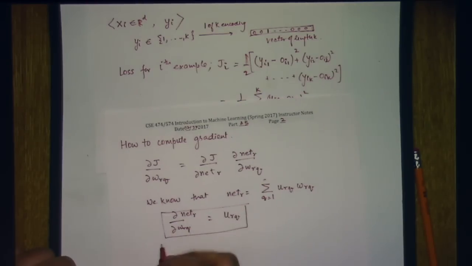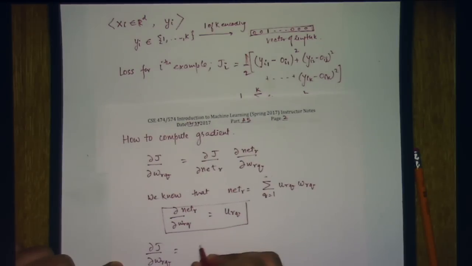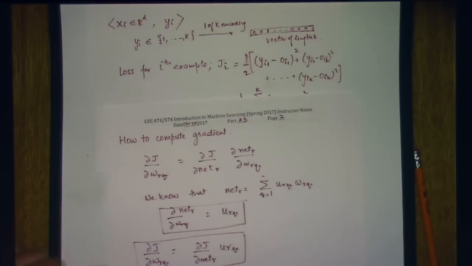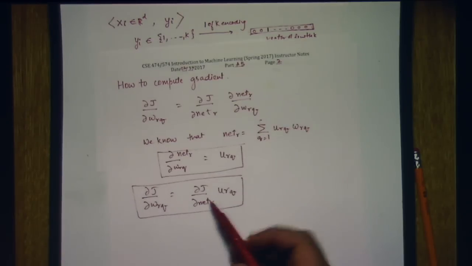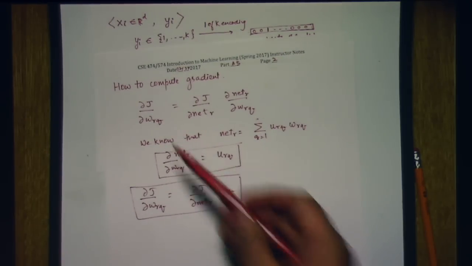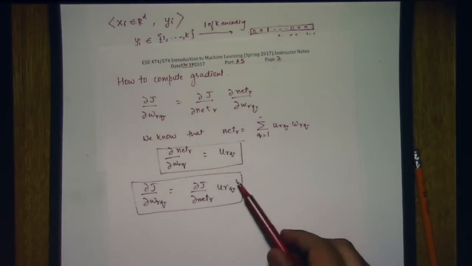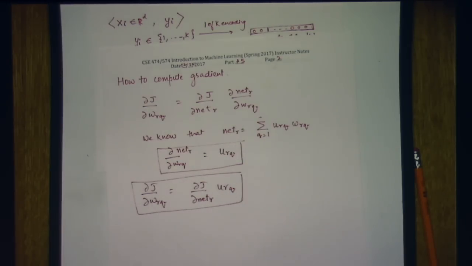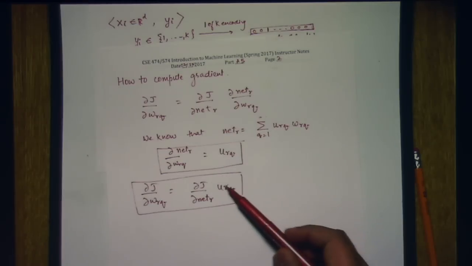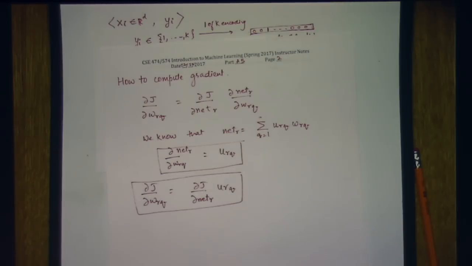So the partial derivative of this will be dJ by d net of R times U of RQ. Now we don't know if this RQ is in a hidden layer or output layer, but this is true for anything, right? It's just that this will change. For a hidden layer, this will just be the input coming into a hidden unit, and for an output layer, it will be the input coming into the output unit. All right, easy. Let's move forward.